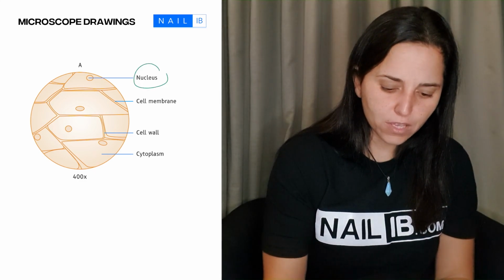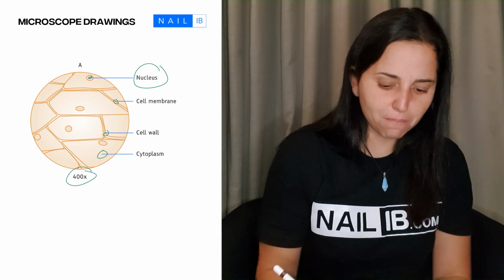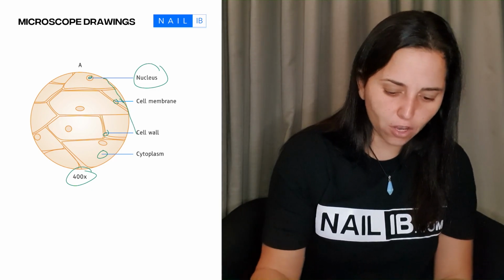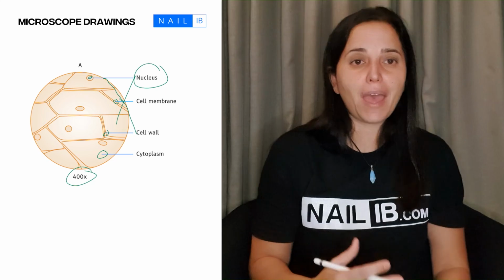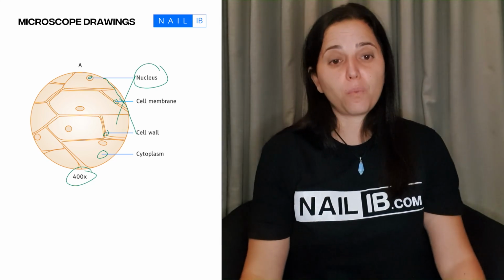You can see the nucleus right here. It is touching the right place, the cell membrane, the cell wall, the cytoplasm. They're in the right place. I put the magnification. You don't see me crossing any lines here. If you're crossing lines, that's a bad thing. Just keep them nice and smooth and straight lines, because that will help you with getting good points.